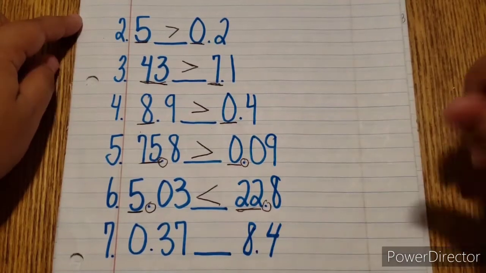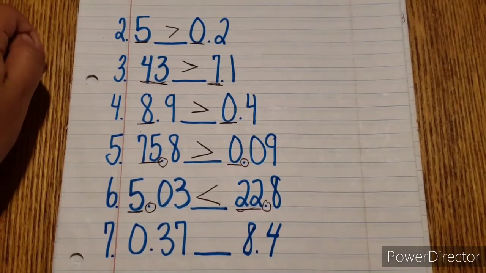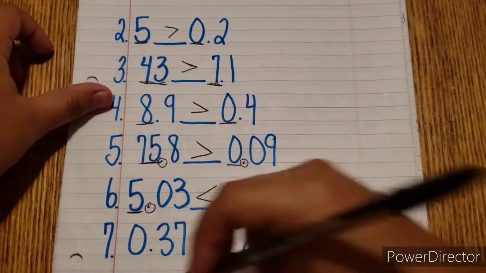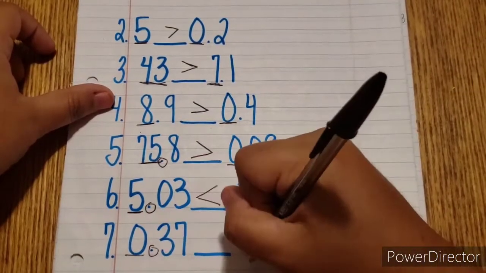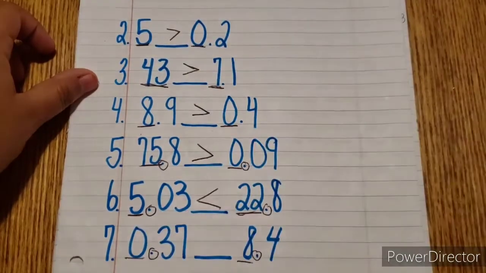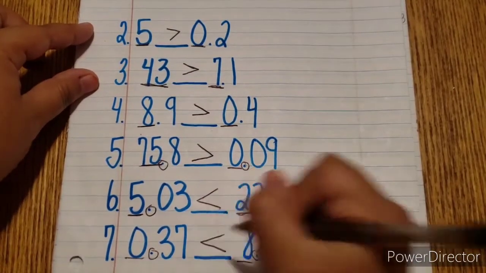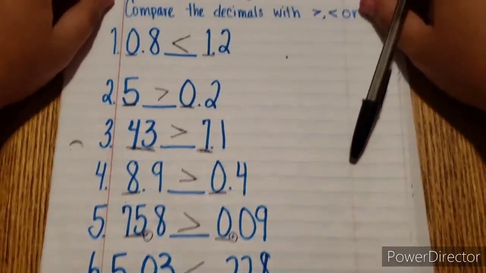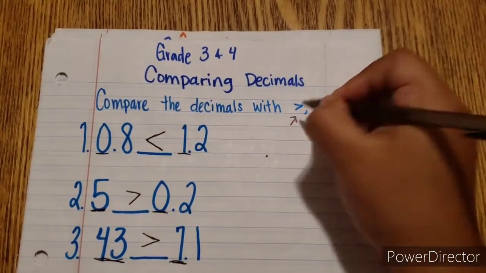Let's go on to the next one, the last one. We have 0.37 and 8.4. So if we look at the number before the decimal, we have a 0 and an 8. So we know 8 is greater than 0. So this would be 0.37 is less than 8.4.